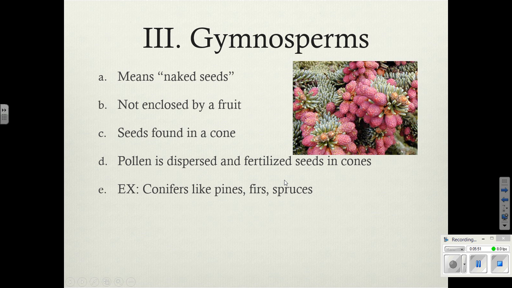And then as the cone falls and hits the ground, it'll pop open and those seeds will disperse all over the place. And this is how conifers work. So pine trees, fir trees, spruce trees, they all deal with cones.